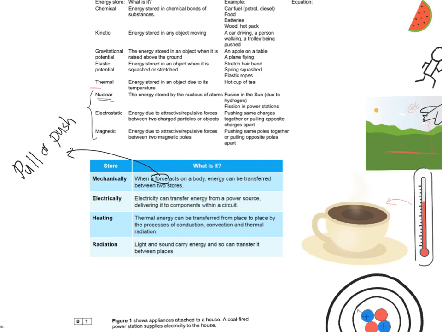This is the wording that we will be focusing on, because these energy stores are the object's energy, basically, and we'll look at it in more detail. Then you have another way of transferring energy, which is electrically. Instead of saying electricity can transfer energy from a power source, I don't really like that word. Let's call it the electric current or the electric charges transfer energy.